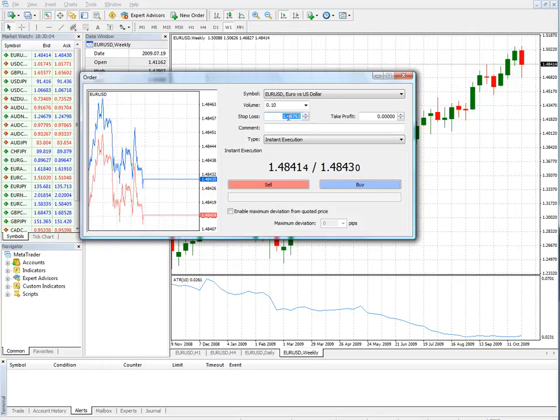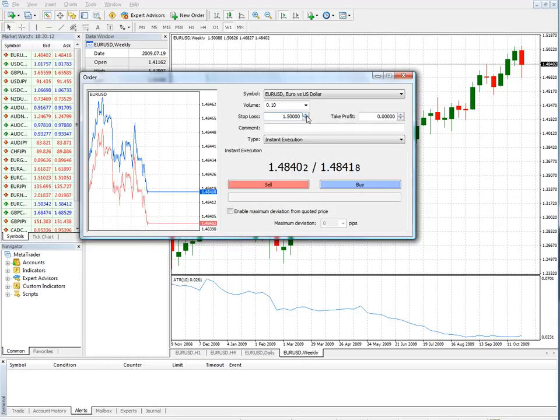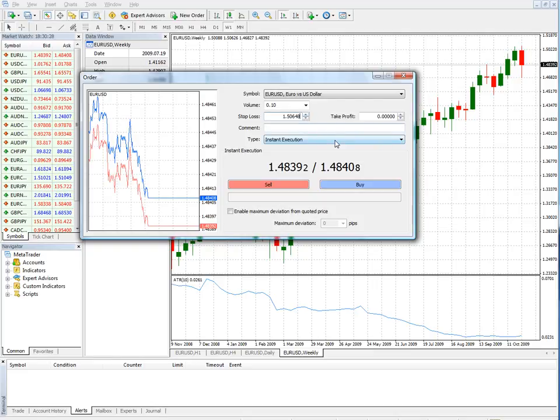Now, here's another way to do that. You can simply type that in. 50598. Sorry about that. 50648. That's what we're actually after. Okay. Instant execution, comment. And the comment here is first live trade example.